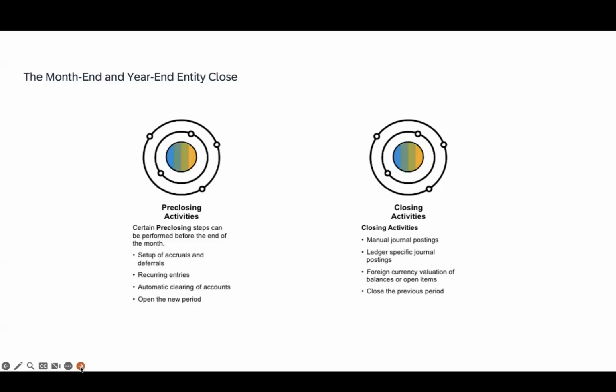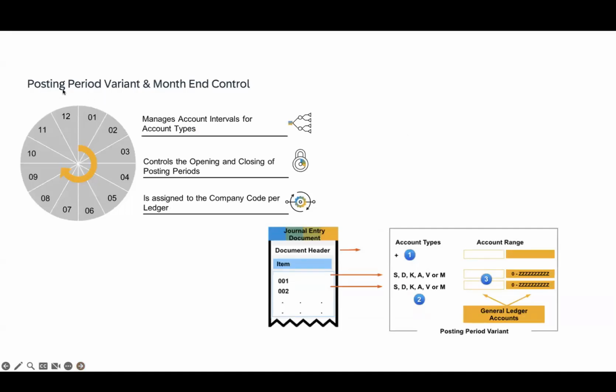What do we do to close the general ledger? Well, we have a range of pre-closing activities and then closing activities. Quickly having those in the period, we use the posting period variant to do our month-end control. And we've got 3 different places we can do that. Document header level, so plus icon there. We can just switch off altogether.